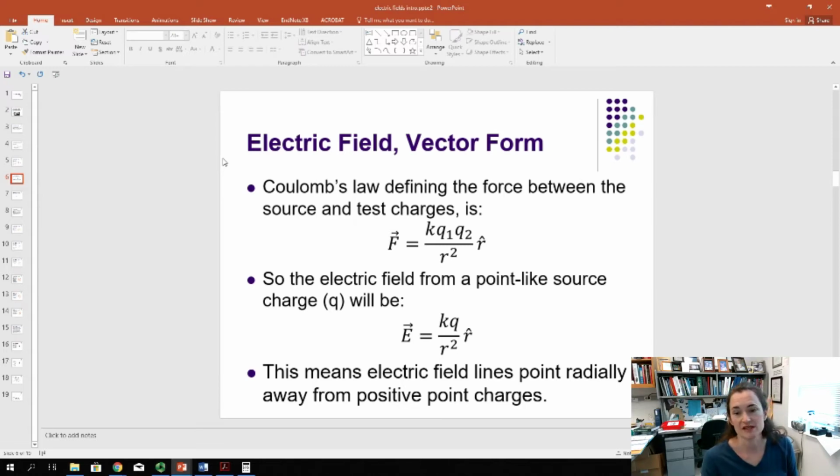Now what this means is that electric field lines are going to point radially away from positive point charges. It's worth noting that not all electric fields for all charge configurations will have that radial symmetry. If, for example, you have two parallel plates, the electric field won't diverge radially, it'll point in straight lines in between the plates. So for extended charge distributions, you have to find other ways to draw the electric field lines and to figure out what the magnitude of the electric field is. The equation that I just gave you, kq over r squared r hat, that's for point charges, okay?